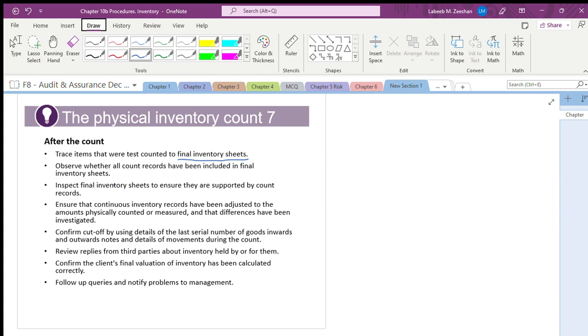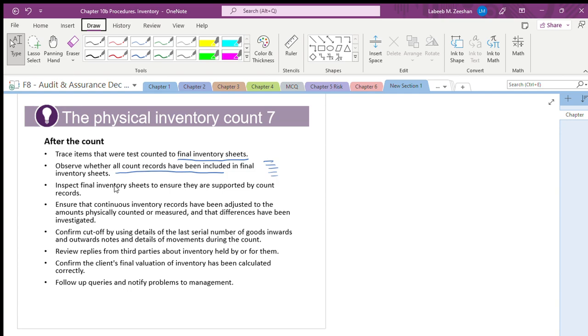Observe whether all count records have been included. Observe that all clients' records have been included in the final inventory sheets. It means all records, all sheets are included. All records is nothing but whatever we are talking about in terms of rows and columns; everything has to be filled up. Inspect final inventory sheets to ensure that they are supported by the count records.